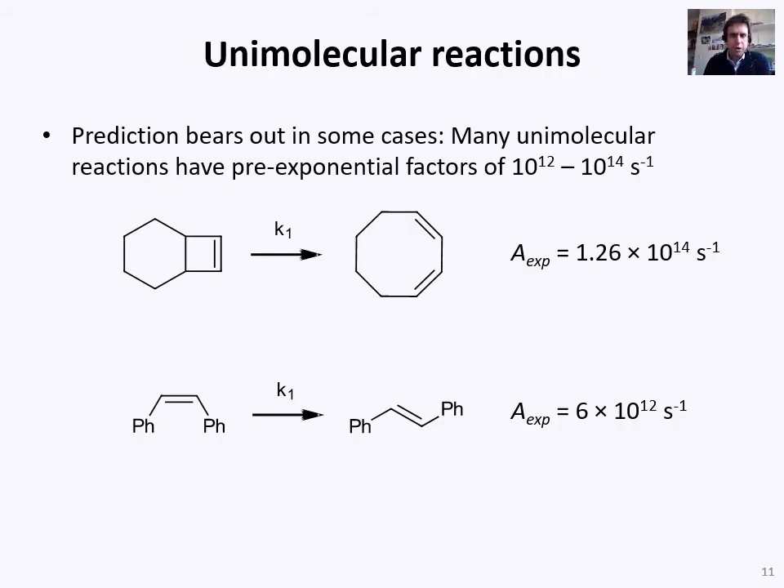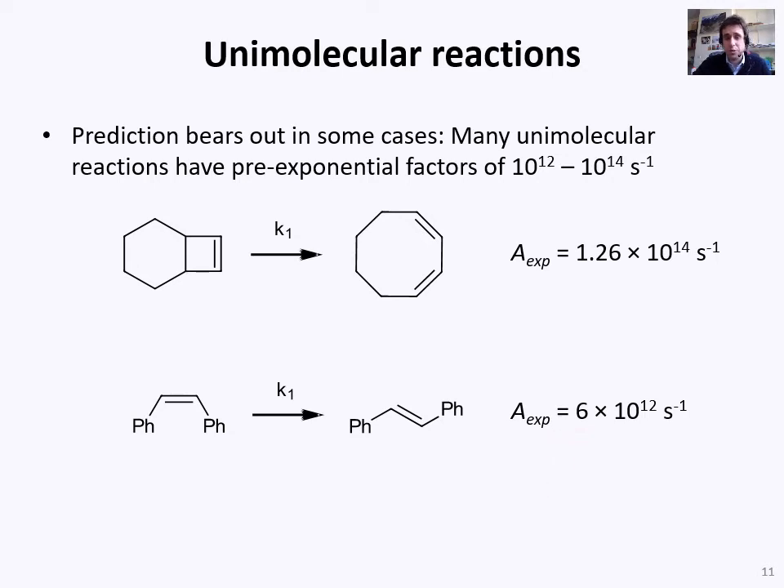Interestingly, that prediction of the pre-exponential factor of being about 10 to the 13 bears out. It's not too far off, and in fact, many unimolecular reactions, particularly ones that are quite simple, either very simple species or they involve simple processes like these kind of isomerisms. Cis-trans isomerism here, for example, these things are very close to those numbers.